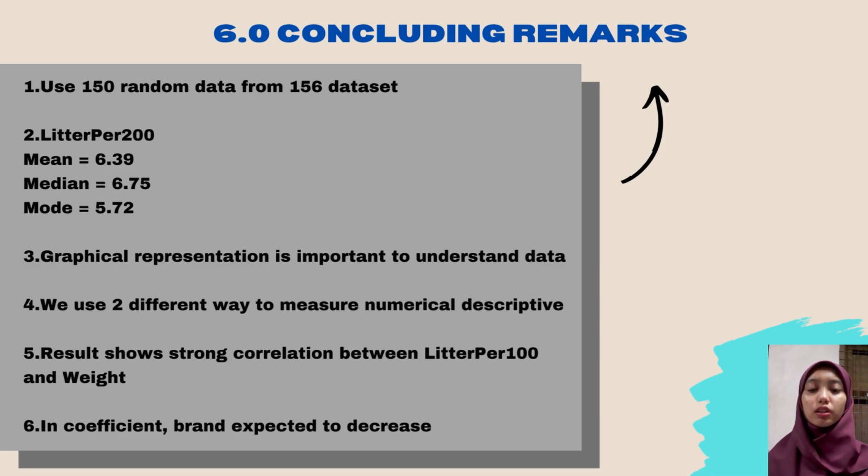On the other hand, the report shows evidence of a scatter plot regarding strong correlation between liter per 100 and weight, while in 95% and 99% confidence interval, the mean result for weight is lower than liter per 100 at 0.16387 and 0.4317 respectively. Lastly, regarding coefficients, brand is expected to decrease by 0.731 provided other variables remain unchanged. I think that's all from me. Thank you.